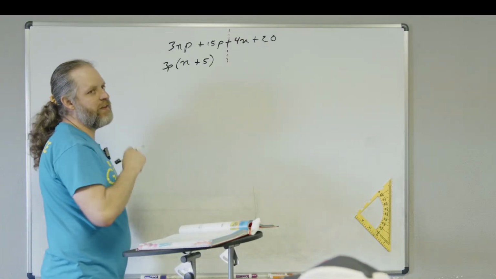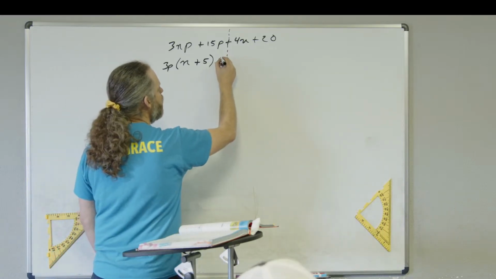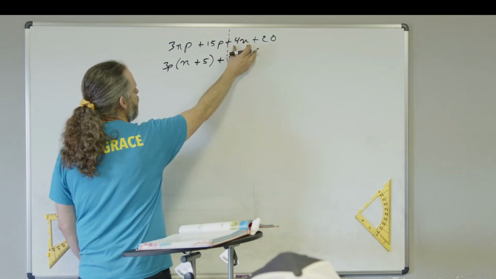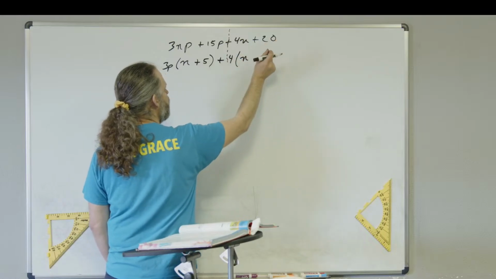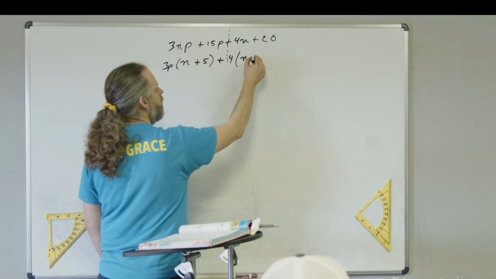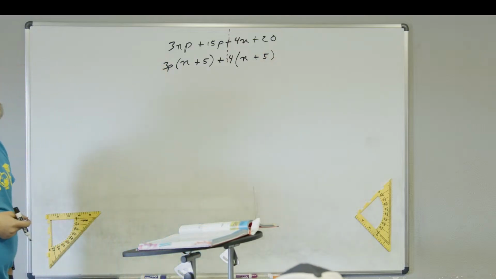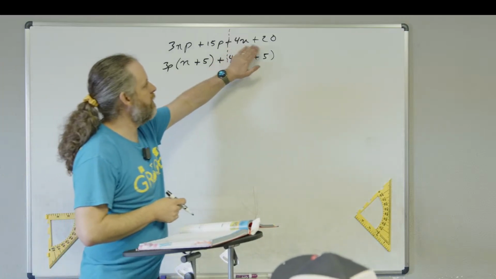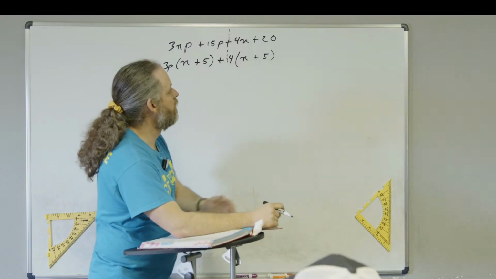So what's in common on the next one? 4. I'm going to take out plus 4. When I take a 4 out of this one, what's left? N. When I take a 4 out of this one, what's left? 5. Plus 5. Now what do I do? I take a 4 out of both of these because they both have.